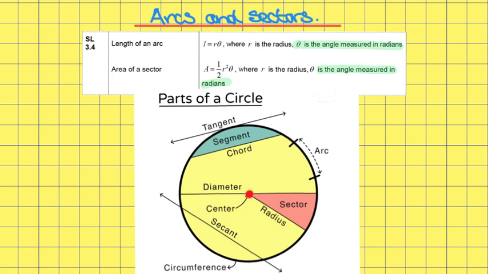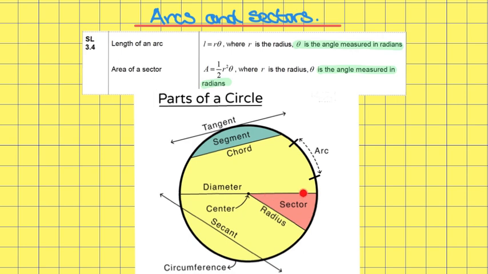The radius goes from the center to the circumference of a circle. We have a chord, which goes from one side of a circle to the other, but does not pass through the center. We have the tangent line, which touches any part of the circle only once. A part of the circumference is called the arc. The circumference is the fancy name for the perimeter of a circle.